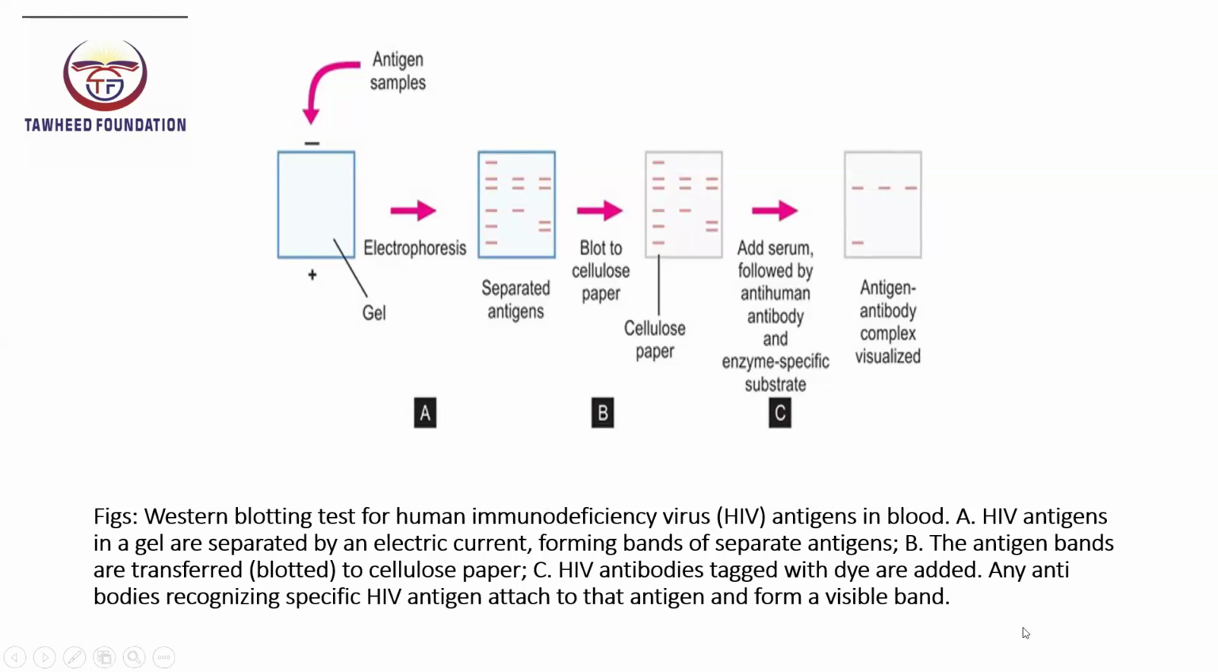The presence of specific bands indicates that the patient's serum contains antibodies against those antigens, confirming infection. In the case of HIV, typical diagnostic bands include P24, GP41, and GP120. And the presence confirms a true positive result, reducing false positives from ELISA screening.